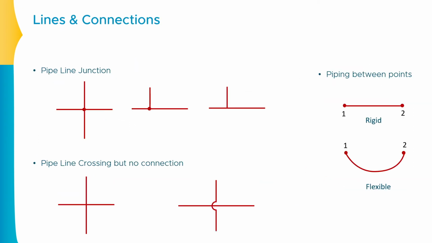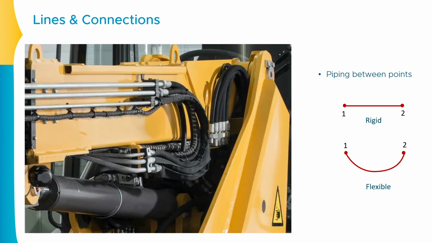Let us go further. Whenever you have a pipe between 2 points, if the connection is shown in a straight manner, it represents a rigid connection. That means there are rigid pipes between these two connections. And if it is a flexible connection, there will be some kind of hose, flexible piping, used between these 2 points. Let me give you one very basic example.